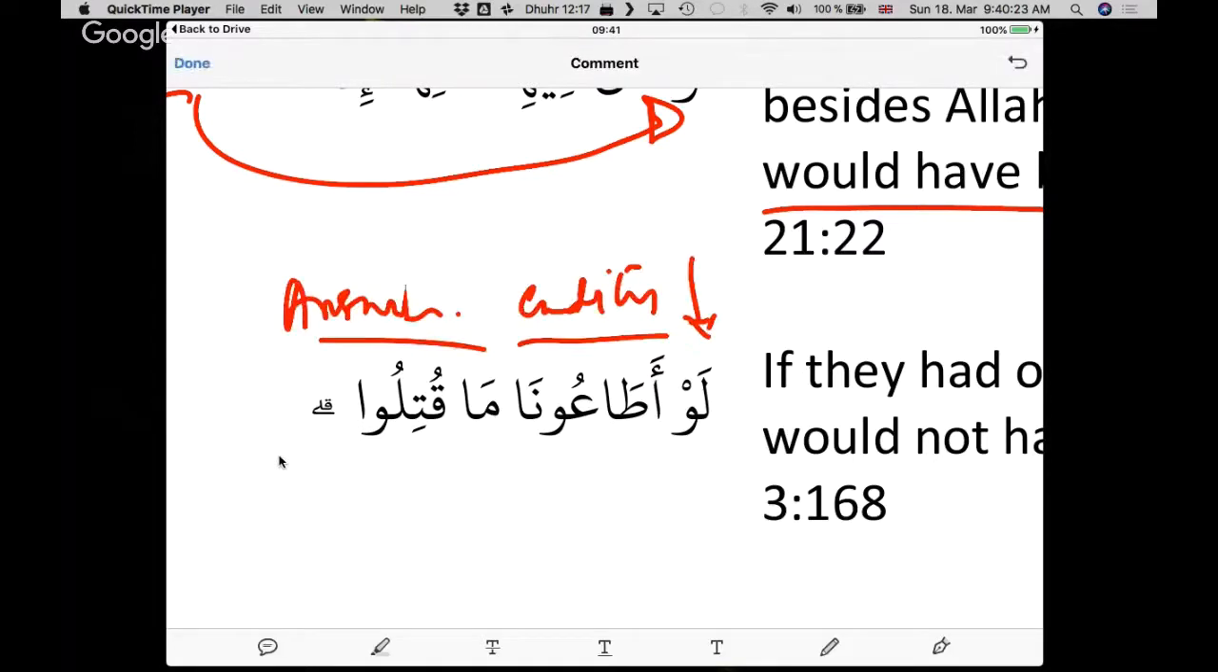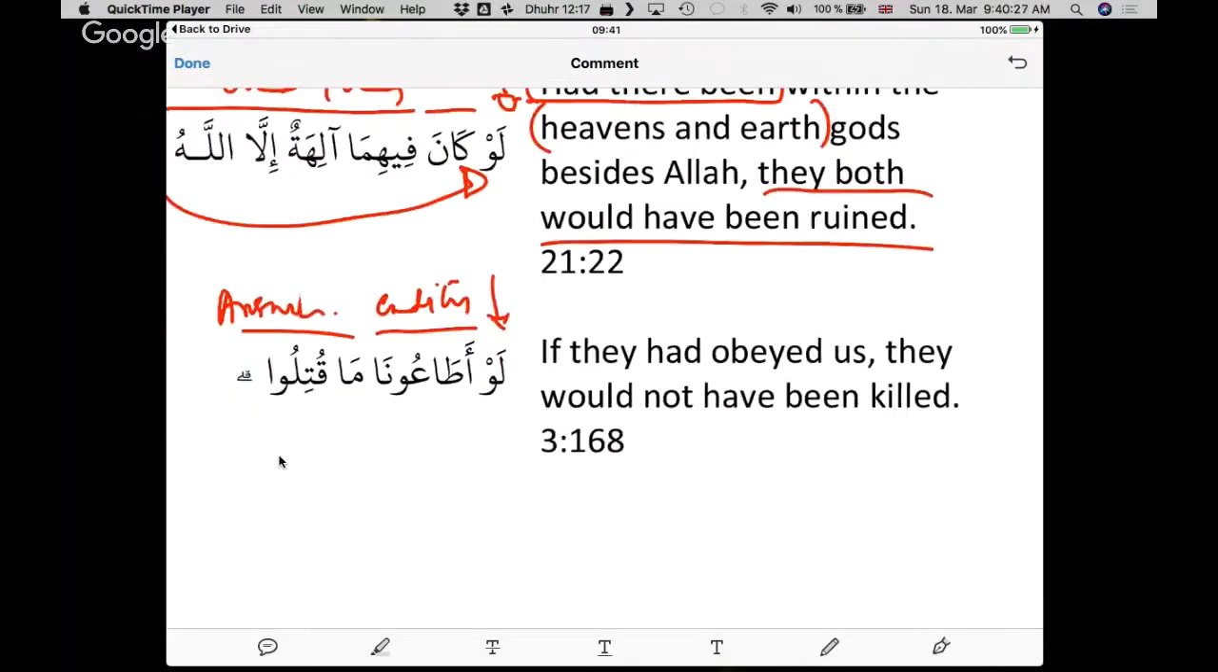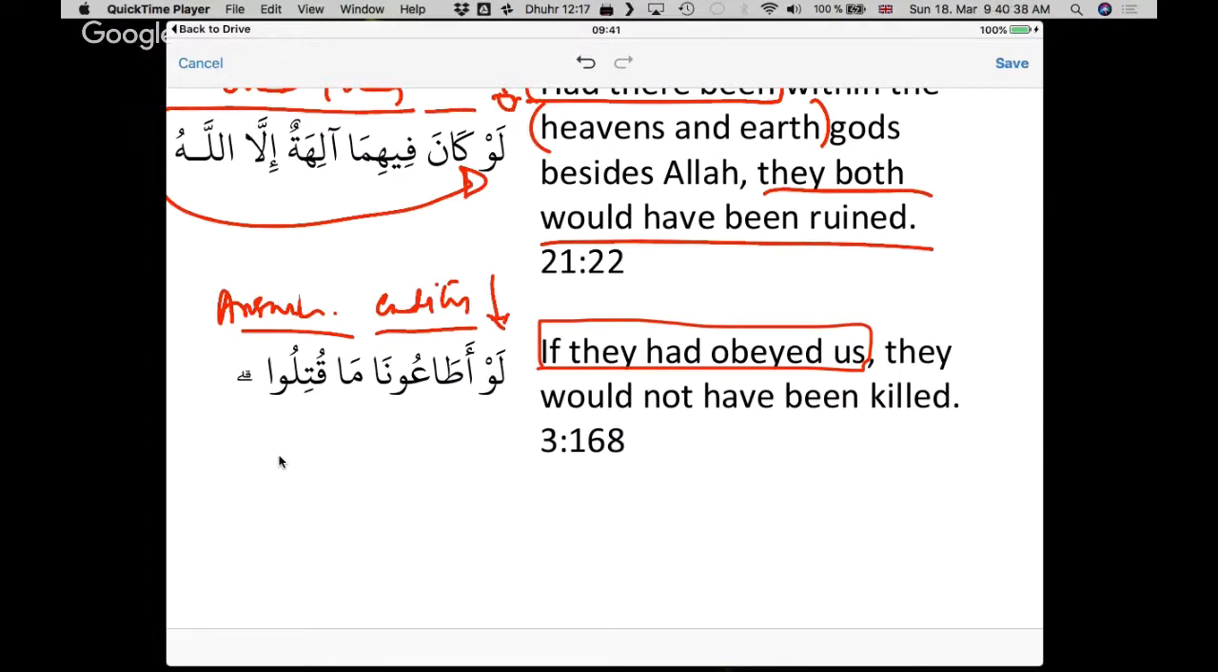Okay, let's read the translation. It will help us clarify. If they had obeyed us, this is the first part, the condition. Okay? They would not have been killed. Where is this "not" coming? There is no la here. Ma we know as ism mawsool, meaning whatever, right? There is nothing translated as whatever here, right? So if nothing is translated as whatever, it is ma that is for refutation. It's called ma nafiya. Ma for refutation.